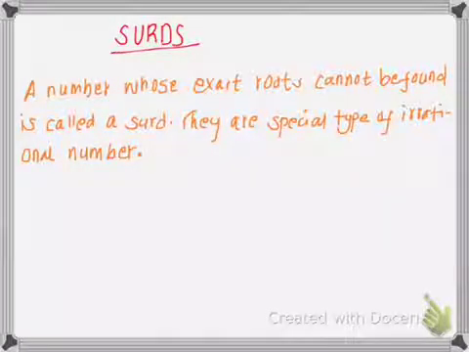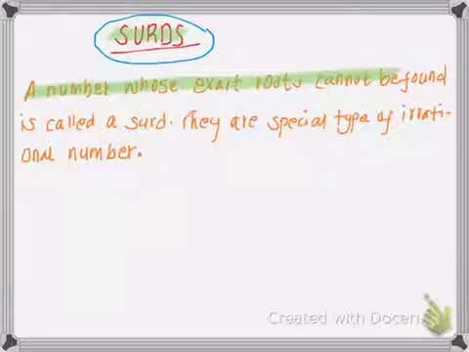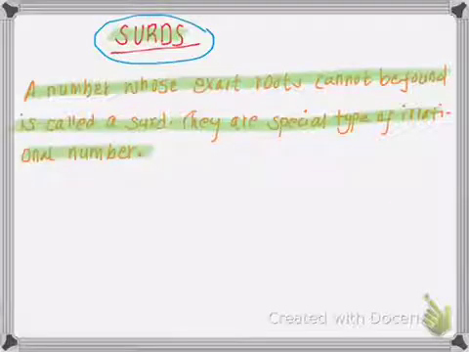Today we are going to learn what surds really are, and I'm going to introduce you to some basic information on rational and irrational numbers. But let us first look at what a surd really is. So we've got a definition here. A number whose exact roots cannot be found is called a surd, and they are a special type of irrational numbers.